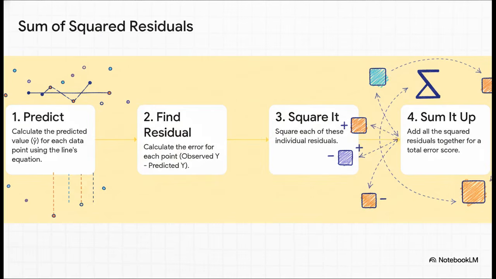Then, to get a single score for the total error of the whole line, we follow these steps for every single point. We find the error, and then we square it. And that step is super important, because if we didn't, a point that's 2 units too high and another that's 2 units too low would just cancel each other out. Squaring makes all errors positive. Then you just add them all up to get a final score.